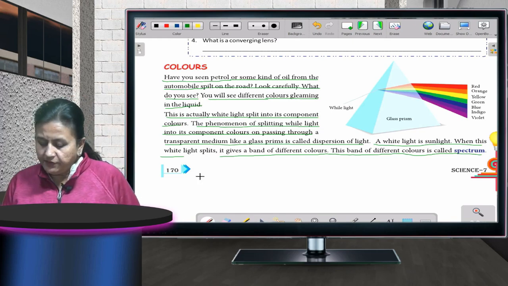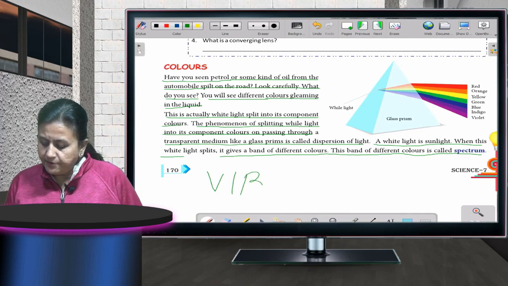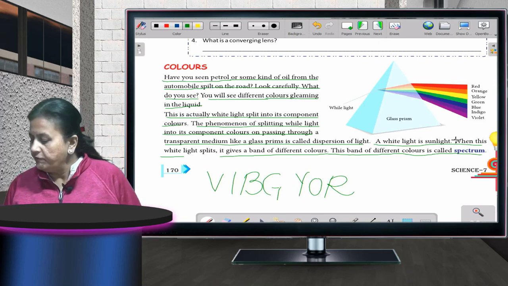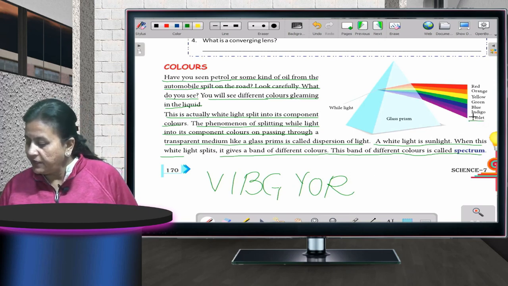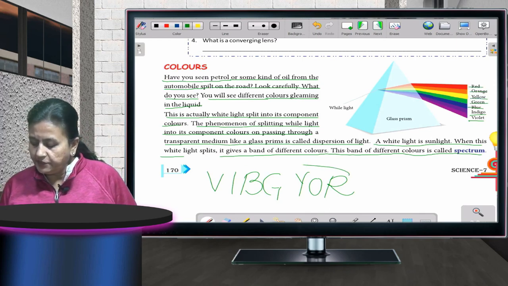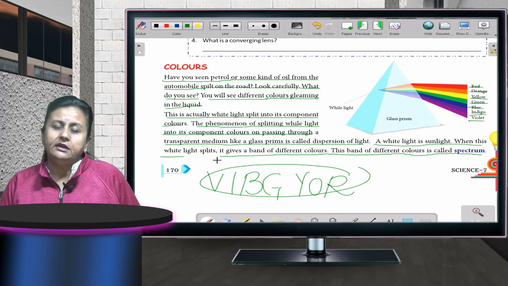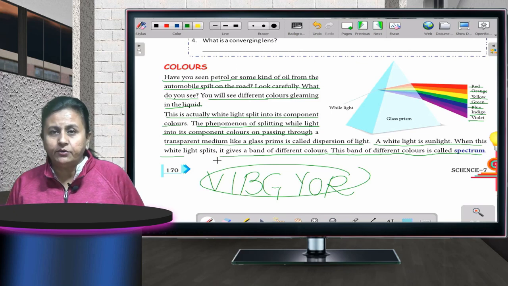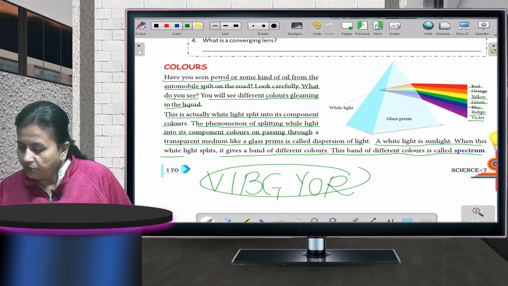We always name it Vibgyor. Now in the spectrum, you will find all these colors. V is for violet, I for indigo, B for blue, G for green, Y for yellow, O for orange, and R for red. Here you can see, the rainbow always has a 7 color band. Okay, fine, children. Now come to the next one.